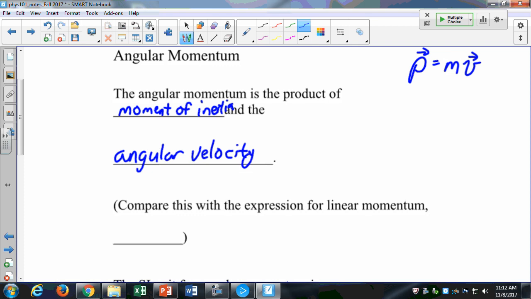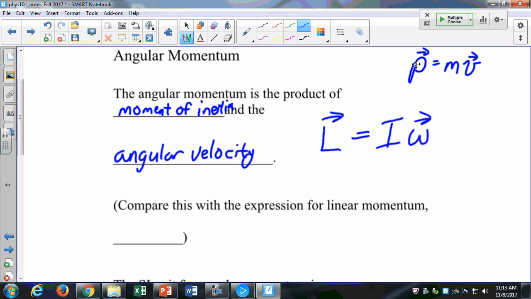We're going to write angular momentum as L. I'm not sure why we use L. I think because P is already used a lot. Well, no, angular momentum doesn't start with P. I don't know why we use L. We just use L. Anyway, L is equal to the moment of inertia times omega.